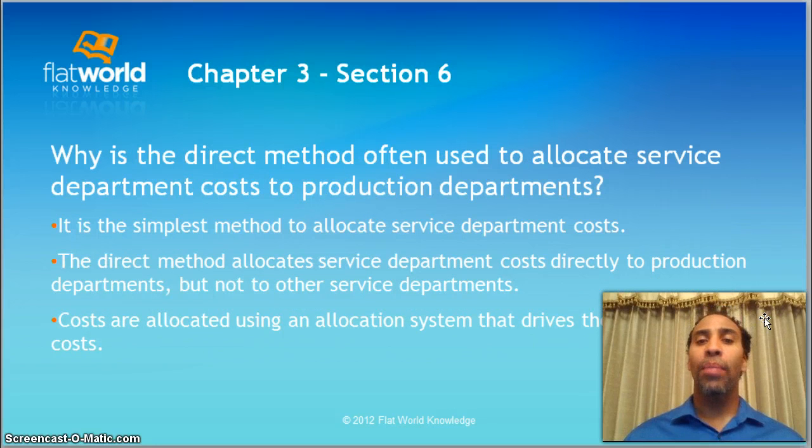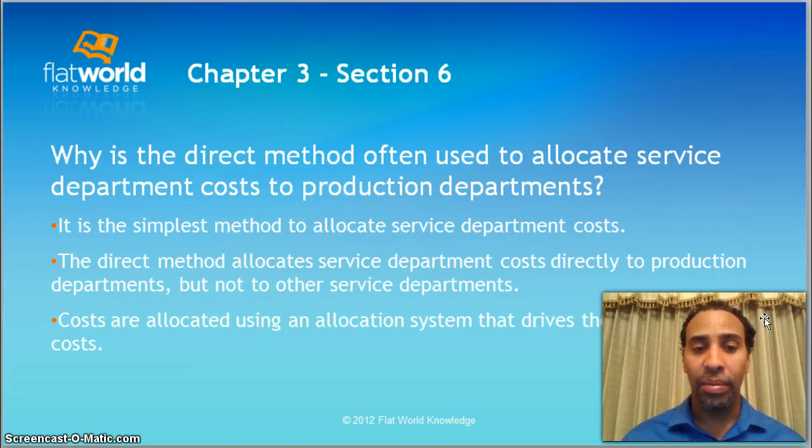So why is the direct method often used to allocate service department costs to production departments? Because it's directly applied. It is the simplest method to allocate service department costs. The direct method allocates service department costs directly to production departments, but not to the other service departments. Costs are allocated using an allocation base that drives the department cost, that cost driver.